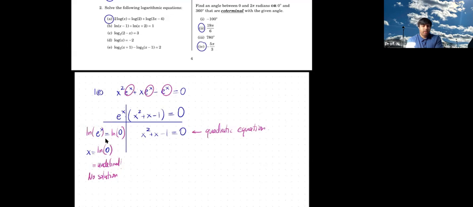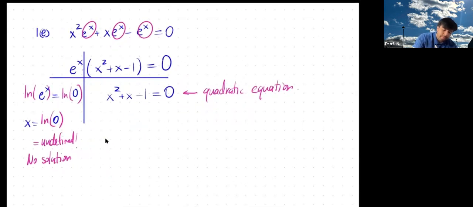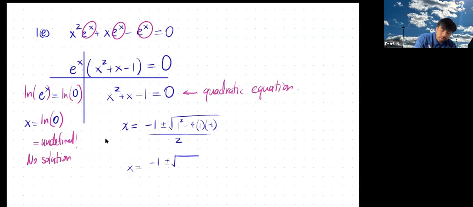There are no two numbers that multiply to -1 but add to +1. So the only thing we could do is use the quadratic formula. So the quadratic formula is what? x equals -1 plus or minus the square root of 1 squared minus 4 times 1 times -1, all over 2. And x equals -1 plus or minus the square root of 1 plus 4, over 2, which equals -1 plus or minus the square root of 5 over 2.